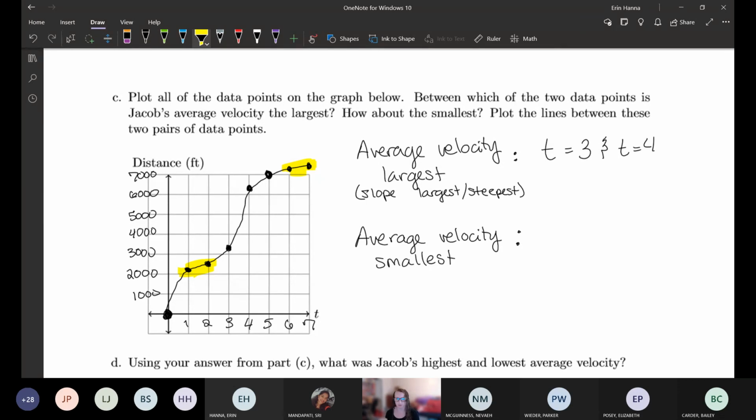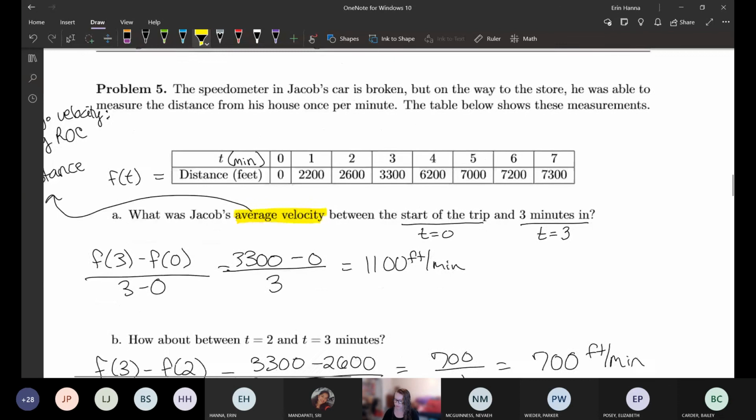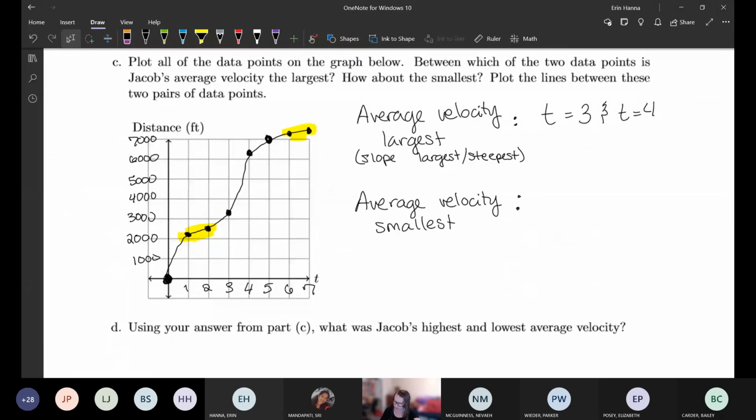The other way that you can triple check yourself on that is to go back to the table. So look between 1 and 2. The difference between 1 and 2 is 400, whereas the difference between 6 and 7 is only 100. 100 is obviously less than 400. So that would mean that the slope between 6 and 7 has to be less than the slope between 1 and 2, because they're both just a difference of one point away. So here, even though they both look pretty close, because I can't draw them perfectly, the smallest average velocity would be between t equals 6 and t equals 7.